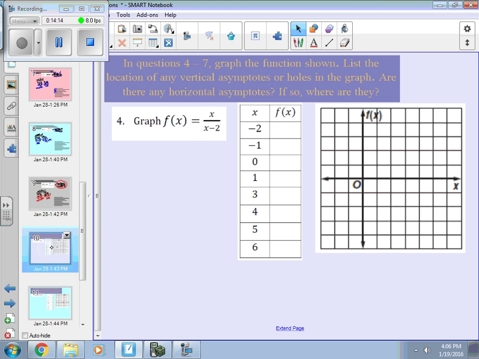All right, now the last problems, we're actually going to get into graphing some of these. We want to see what one of these looks like.